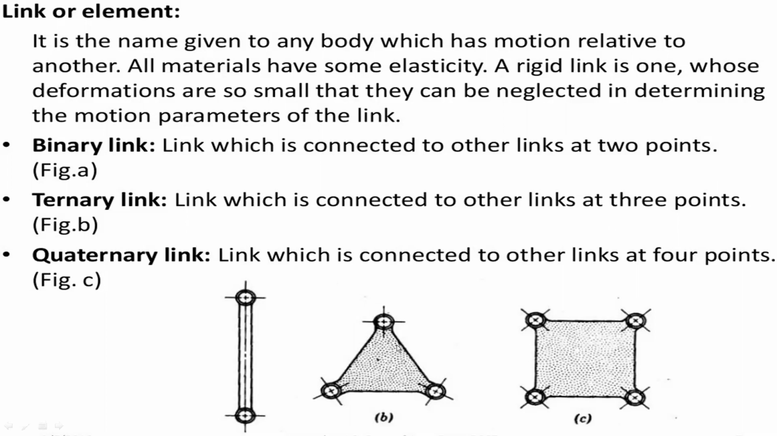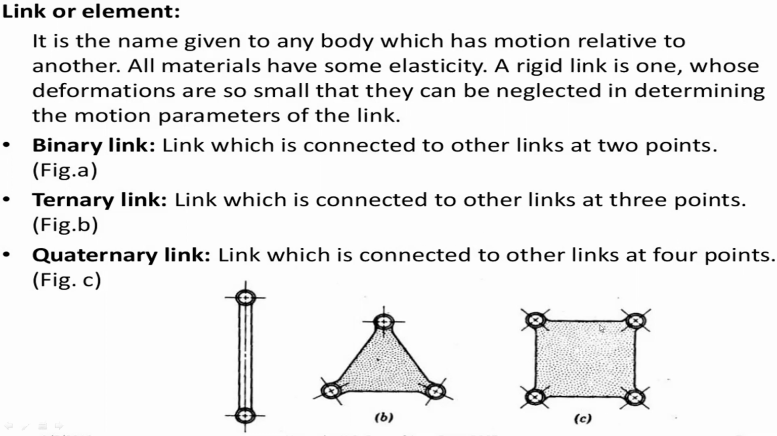Coming to the second one, it is the ternary link. This ternary link has 3 points here, which is connected to the other links at 3 points, in a triangular position. A ternary link is a link which is connected to the other links at 3 points.